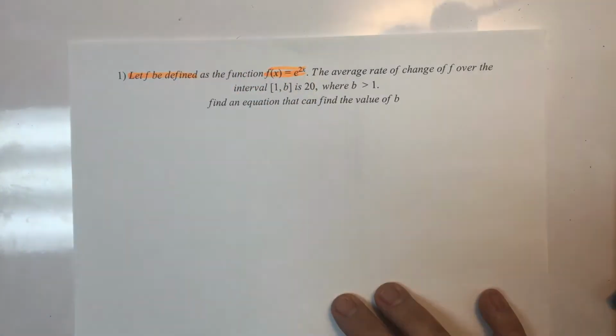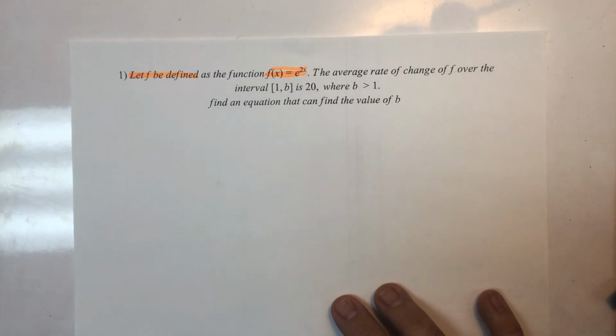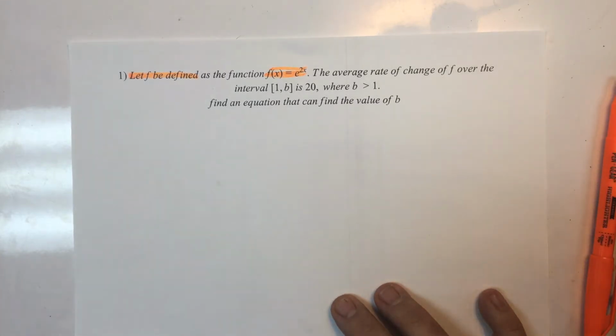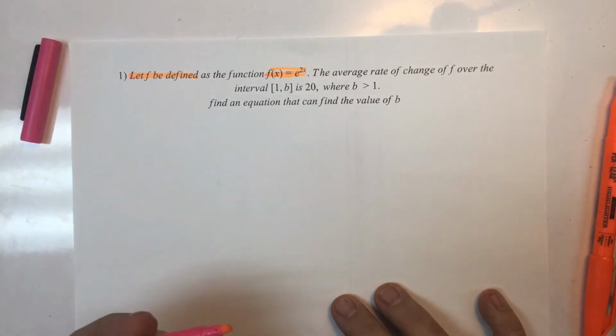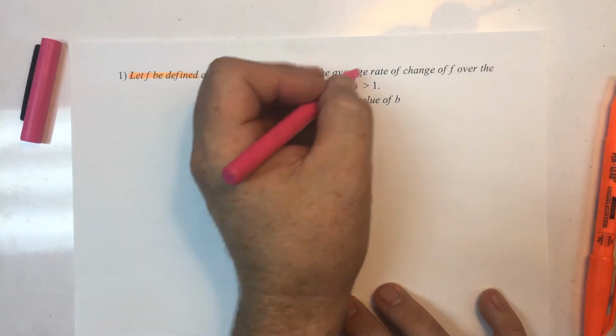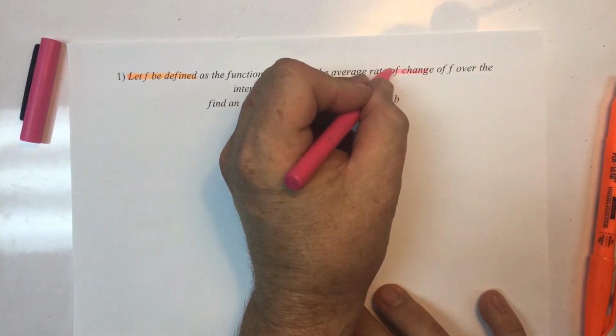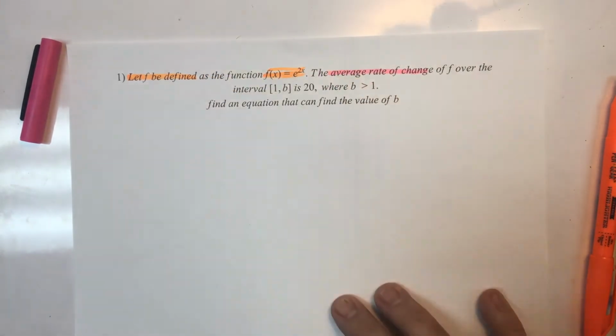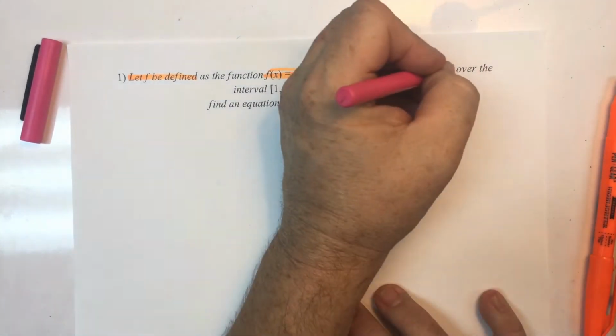Now, there's a couple of options depending if it's a calculator or non-calculator version. You can put it in your calculator and see what the graph looks like. But then just keep reading, and there's some main points. I'm going to put those in pink. So the average rate of change of f.